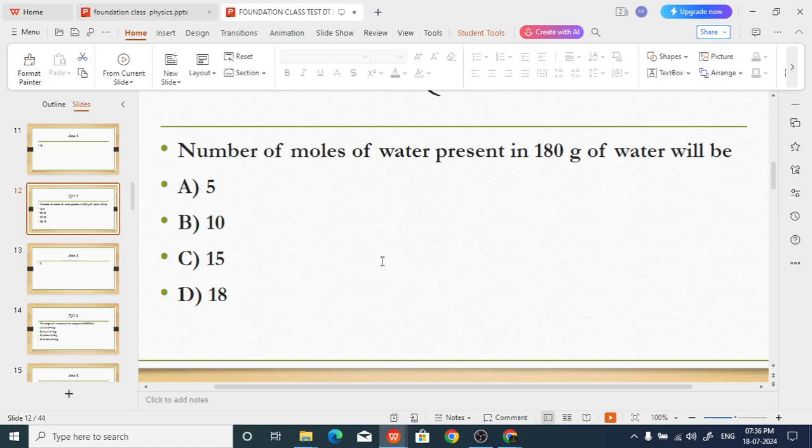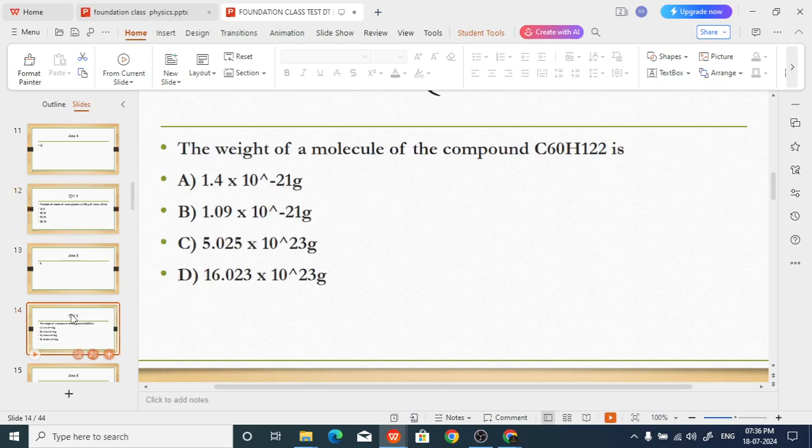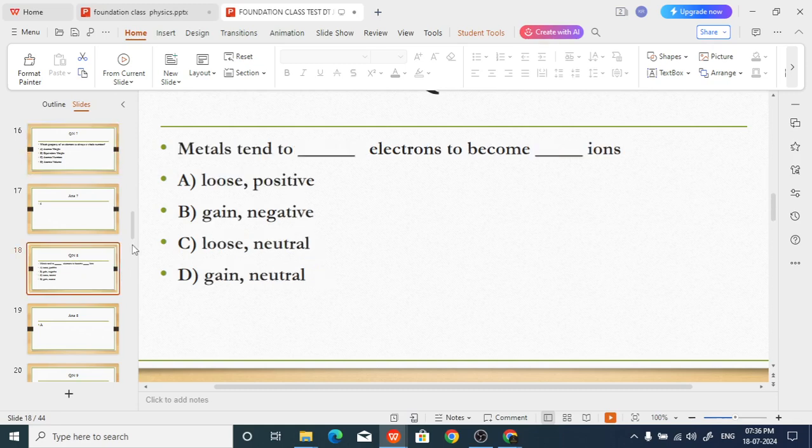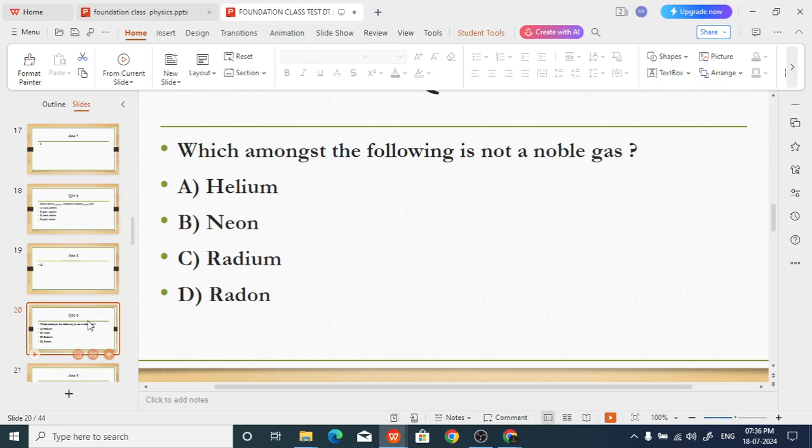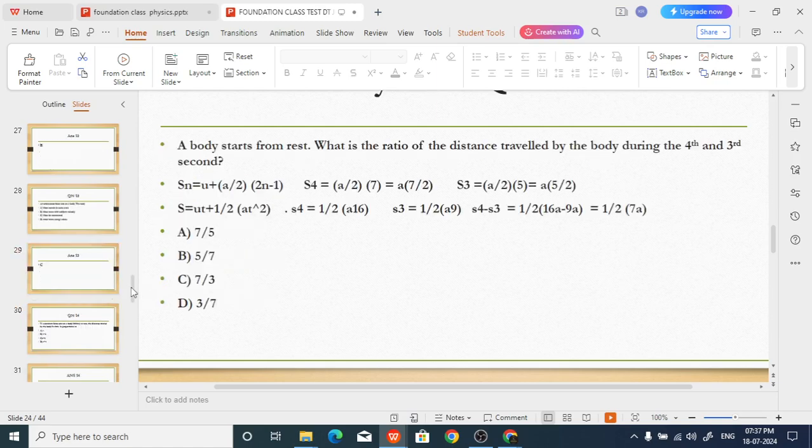I think question 5 may be difficult. Maybe it's an 11th grade question. Question 6 is also an 11th grade question, I think. Question 9: Which among the following is not a noble gas? Have you heard of noble gas? No, sir. Helium, neon are noble gases. Okay, I think these things are 11th grade. I think we'll close at this. We will meet again in the next class.